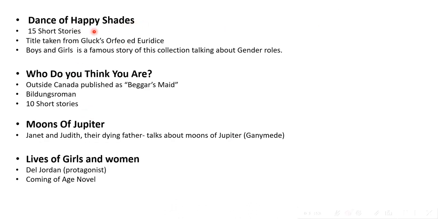As you know, Alice Munro is famous for short stories. This is a collection of 15 short stories, and the title is taken from Gluck, Orpheus and Euridice. It focuses on gender roles. There is a very famous story in this collection, Boys and Girls, which questions the various gender identities given to us by society.